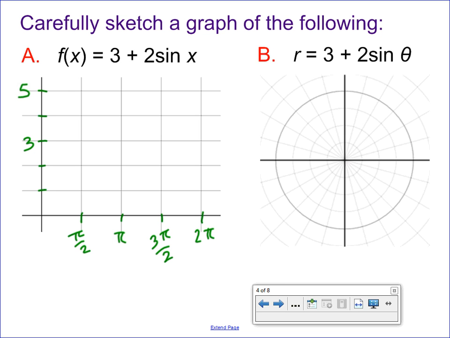Our center line and our amplitude of 2 means that when we start our center line, max, center line, min, center line cycle, we're going to go not up 1 unit but up 2 units to get to that max. So at pi over 2, our maximum now is at a y coordinate of 5, back to center line. A minimum is going to be down at y equals 1, and then back to center line. Let's go ahead and make a nice smooth sine function, no corners, no kinks.